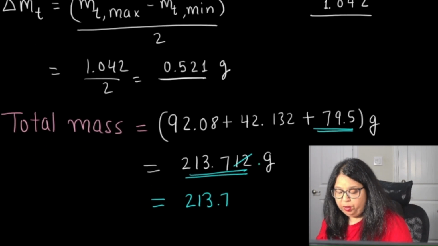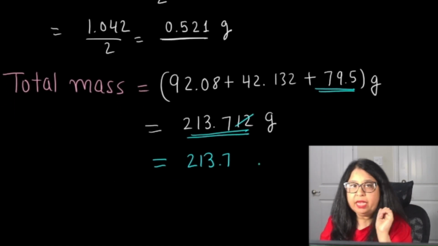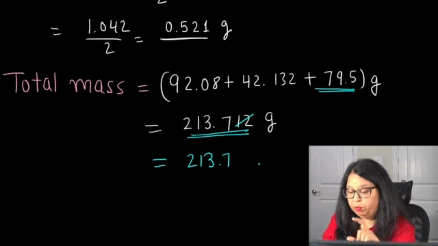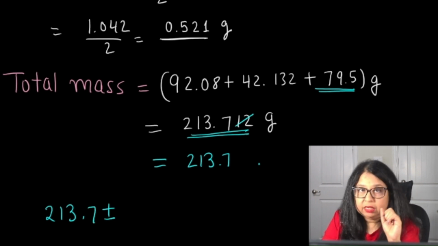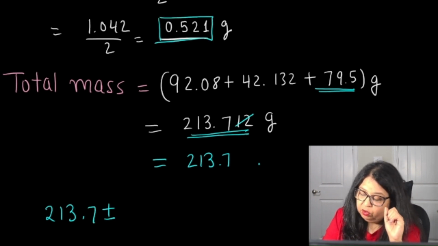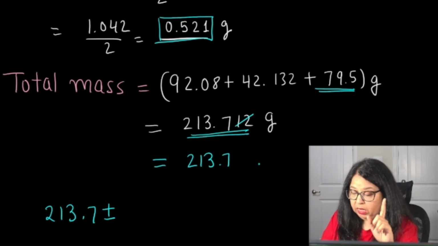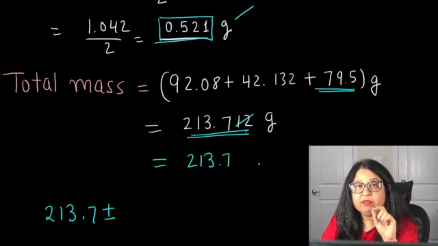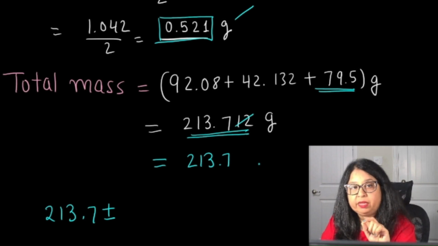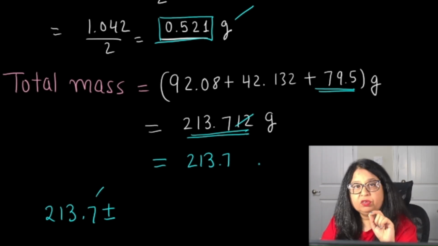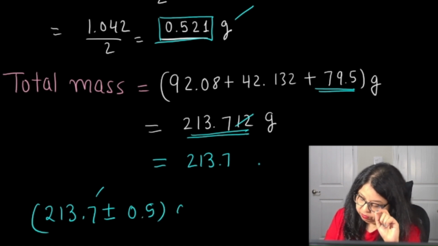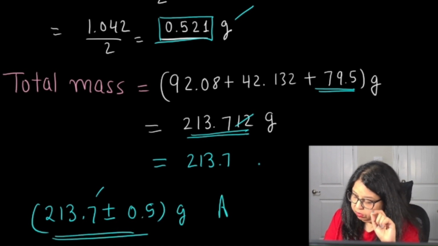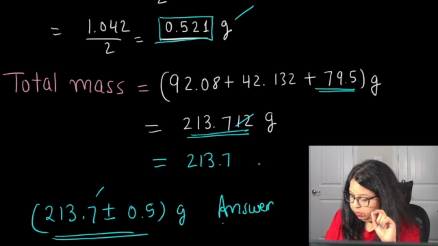213.7. But we are asked to write down the answer in its proper form. That means we need to write 213.7 plus minus the uncertainty, which is 0.521. Now this uncertainty must have the same number of digits after the decimal as the answer does. So it will be 0.5 grams. This is your answer.